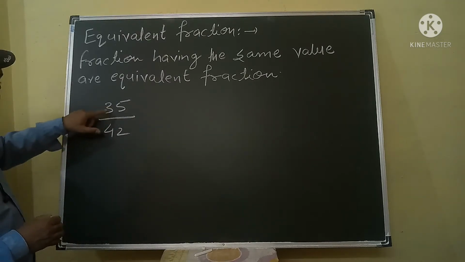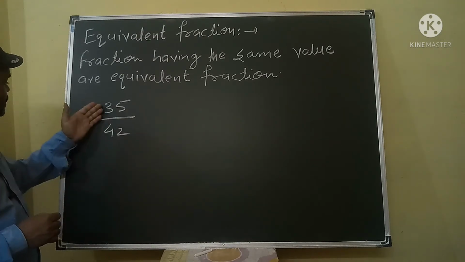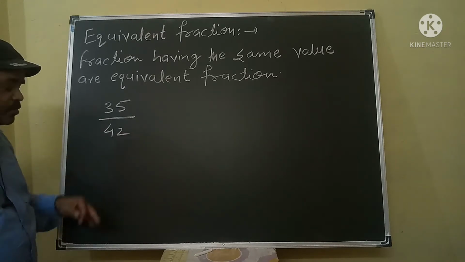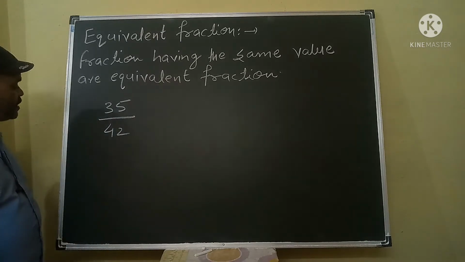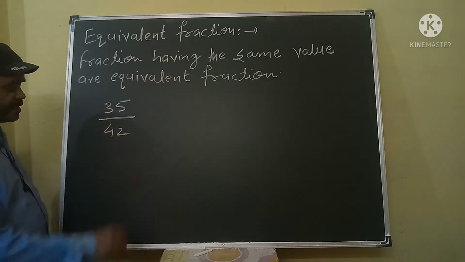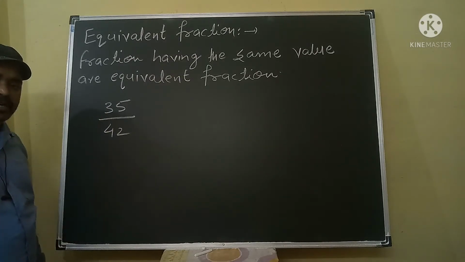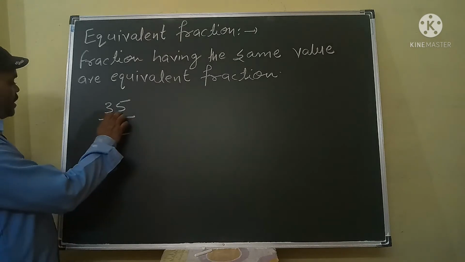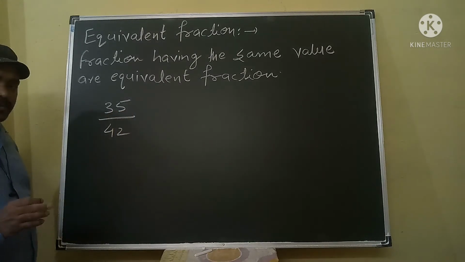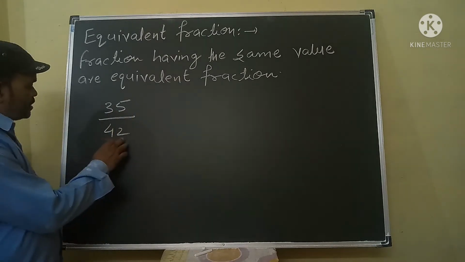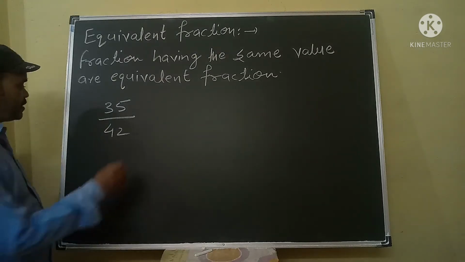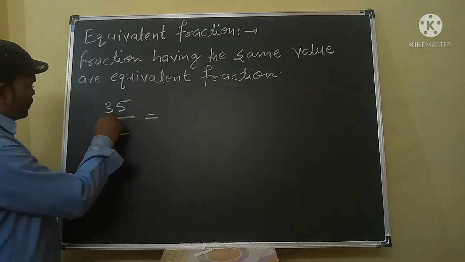Suppose this is 35 upon 42. Okay. And you know very well, 35 and 42 are easily divisible by 7. 35 is divisible by 7 and 42 is divisible by 7. So what will we do?